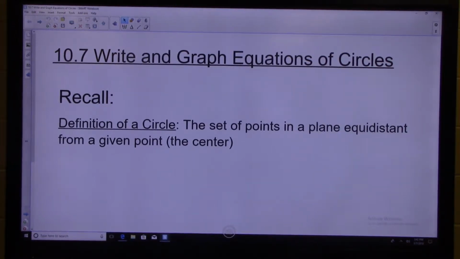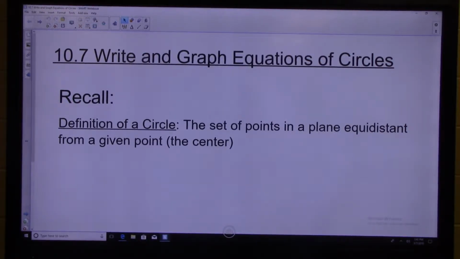Okay, folks, next section is titled section 10.7. This is the last section of this chapter about circles. So we're going to wrap things up here in this video. The title of it is Write and Graph Equations of Circles.